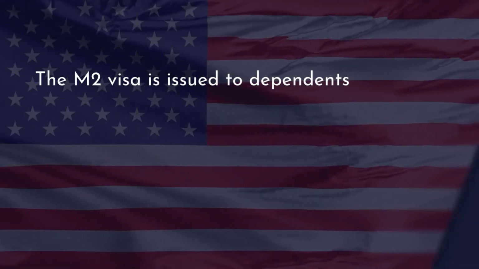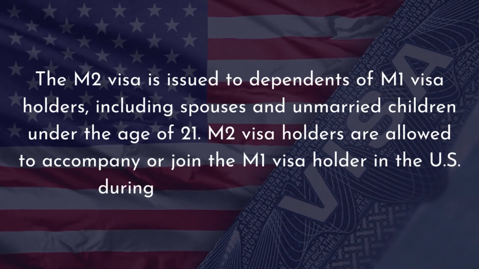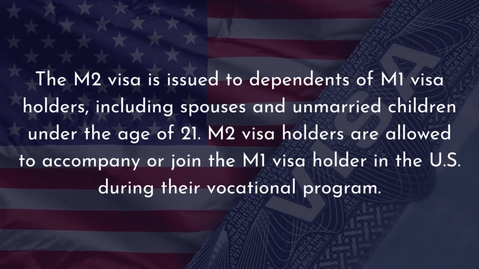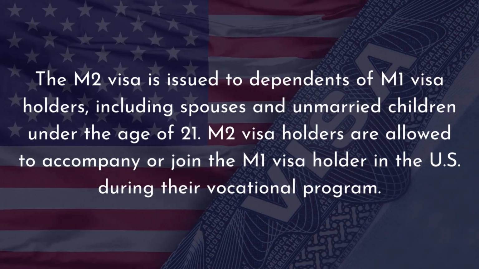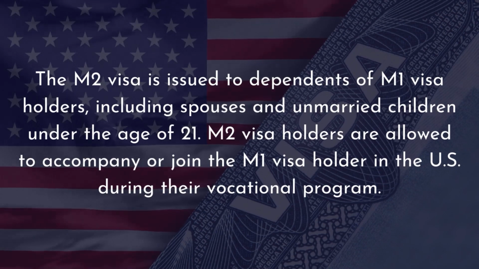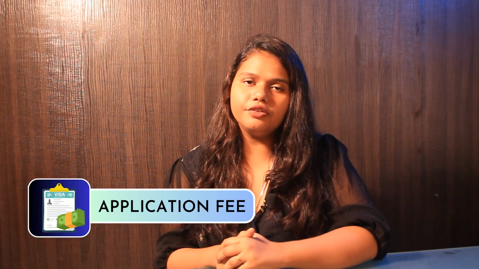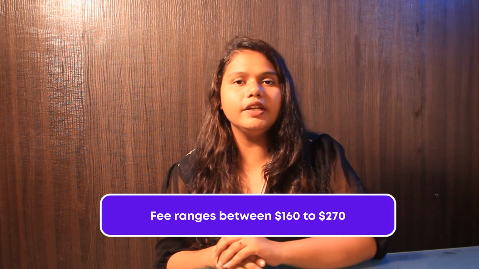Now let's move on to the M2 visa. The M2 visa is issued to dependents of M1 visa holders, including spouses and unmarried children under the age of 21. M2 visa holders are allowed to accompany or join the M1 visa holder in the USA during their vocational program. Now let's talk about the application fee. The application fee for the M2 visa varies by country and it typically ranges between $160 to $270.